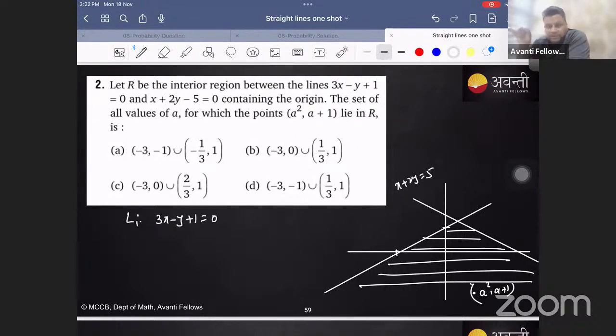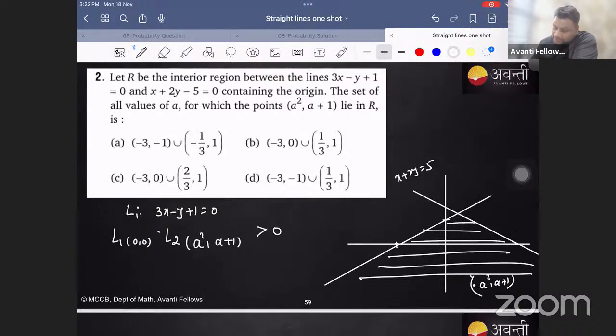This (0, 0) and (a square, a plus 1) should lie on the same side of the line. So that means L1 at (0, 0) and L1 at (a square, a plus 1) should be greater than 0. They should lie on the same side of the line. Am I correct? So at (0, 0), L1 becomes 1.